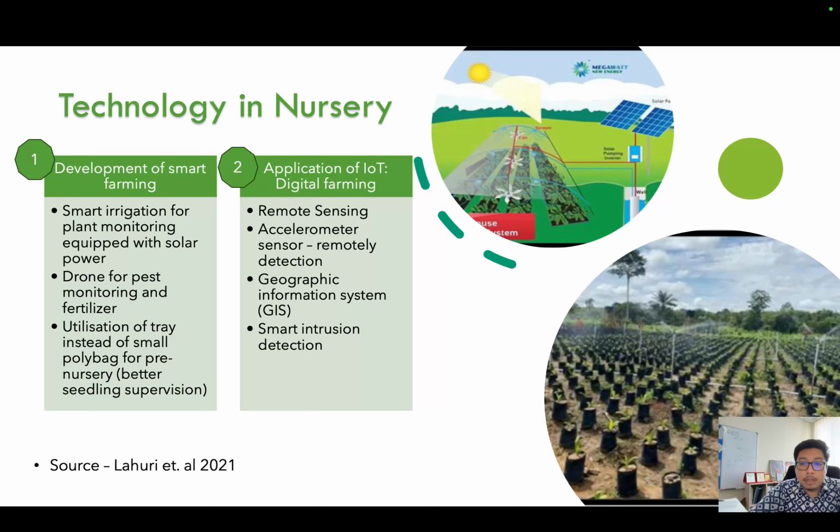Other than that is the drone for pest monitoring and fertilizer. We can use a drone to monitor the aerial view of our plants. Let's say our plant is attacked by disease, so maybe the color of the leaf is slightly different compared to the other plants. You can notice this by using the camera from the drone. It can also be used for fertilizer application.